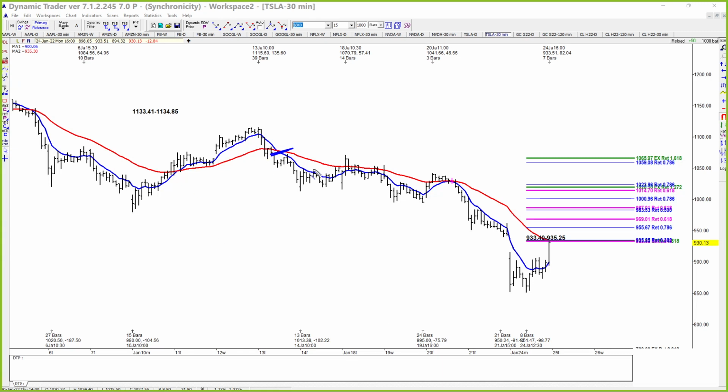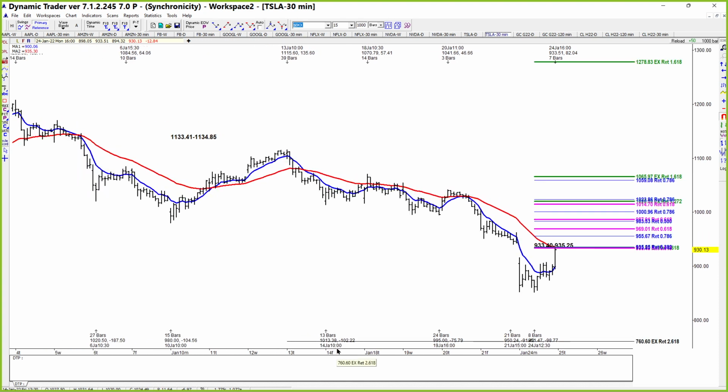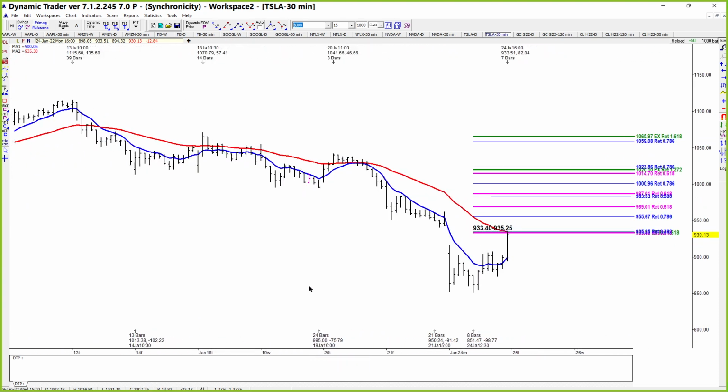I mean, these are not always going to be perfect as far as entries and exits, but they work well enough that if you follow the rules, and you're going to want to focus on more of the trend trade setups, you should make money.